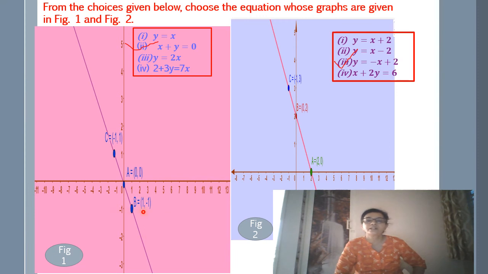Now, how can you find which equation is relevant to the graph? For that, you have to replace the values of x and y with the coordinates given in the graph. So let us try with point A. Here point A is a very simple one. Point A has the coordinates 0, 0.